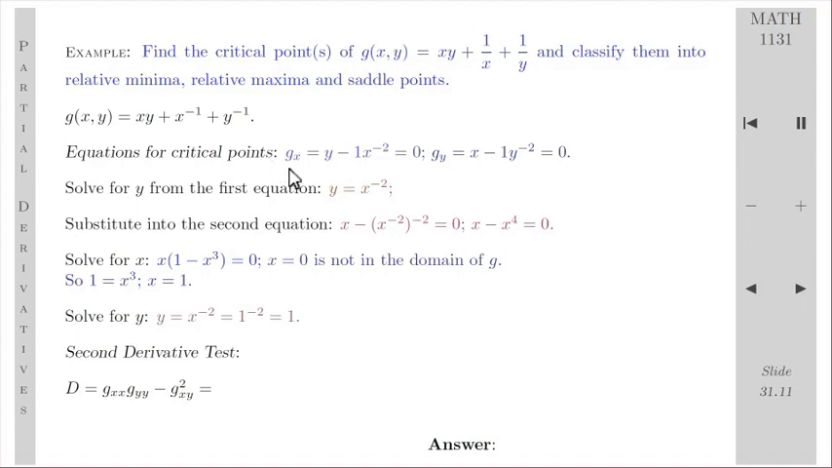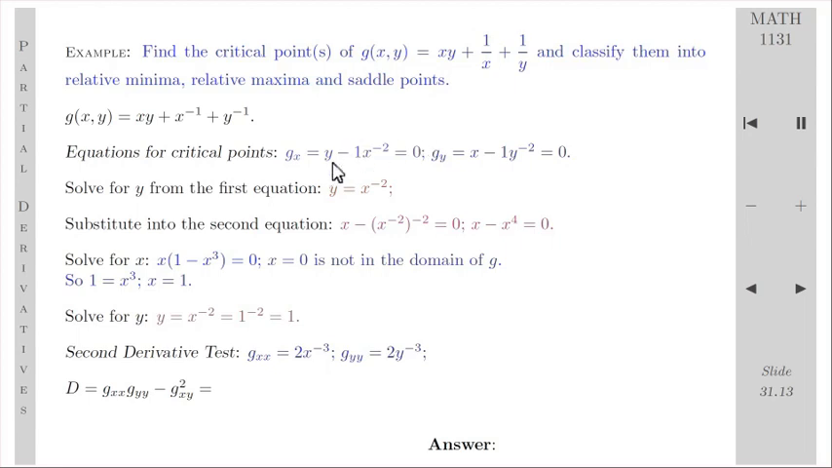gxx is the derivative of gx with respect to x. So I have to differentiate y minus x to the power negative 2 with respect to x. The first term has only y in it. When I differentiate with respect to x, I treat y as if it's a constant, which means the derivative of y with respect to x is 0. The second term I have negative x to the power negative 2. I can just use the power rule. I get negative times negative 2 times x to the power negative 3, or just 2x to the power negative 3. Similarly, gyy will be 0 minus 1 times negative 2 times y to the power negative 3, or 2y to the power negative 3.